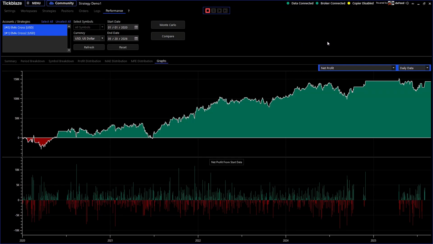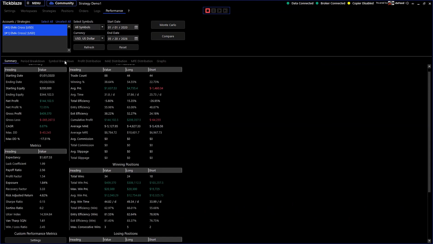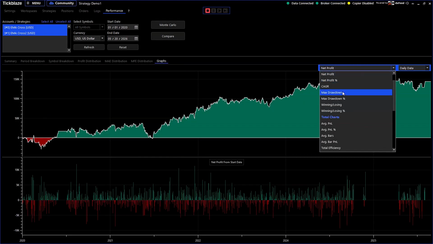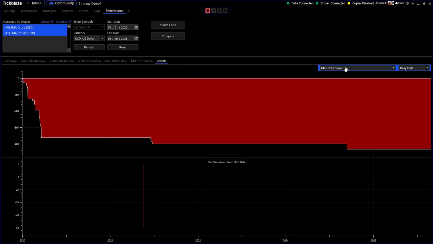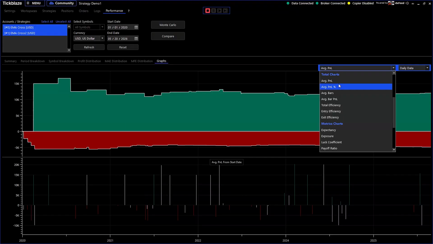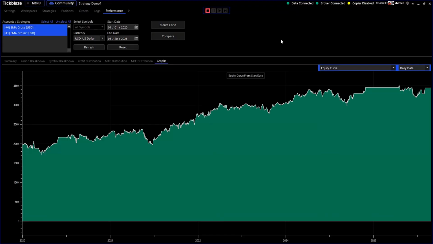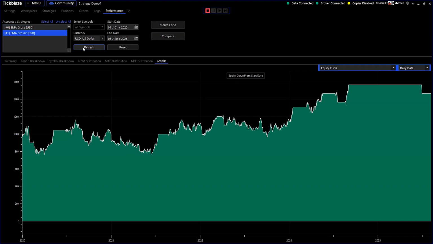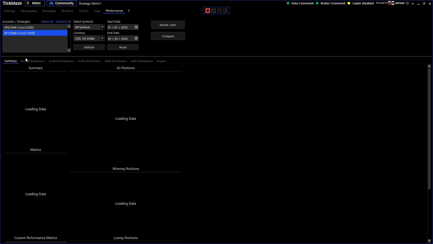Once the backtest completes, Tickblaze automatically aggregates all the data. We can review combined profit and loss, portfolio drawdown, risk metrics, equity curves, and overall performance. We can also drill down further and see performance by symbol, by strategy, or by period. This makes it very easy to identify which strategies are carrying the portfolio and which ones may need adjustments.